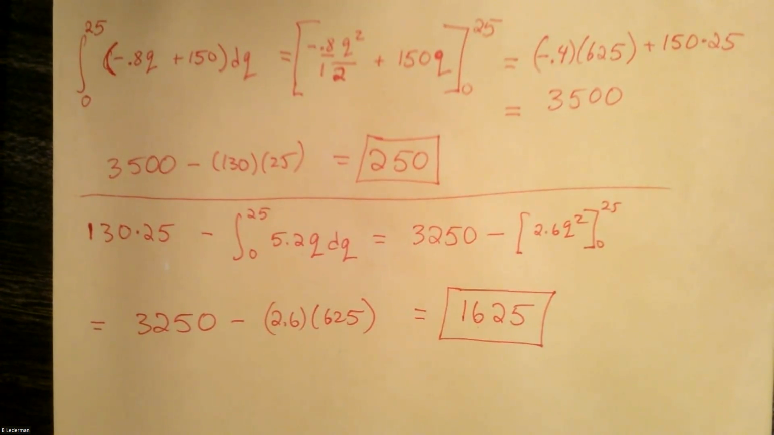The second one was 130 times 25 minus the integral from 0 to 25 of 5.2 Q dq. And this is going to be 3250 when I multiply these out, minus, now this integral is going to be 5.2 times Q squared over 2, so it's 2.6 times Q squared, evaluated between 0 and 25. I just plug in 25, and that becomes 3250 minus 2.6 times 625, because 25 squared is 625. And if you crunch that all out, you get 1625, which is exactly what the textbook has.